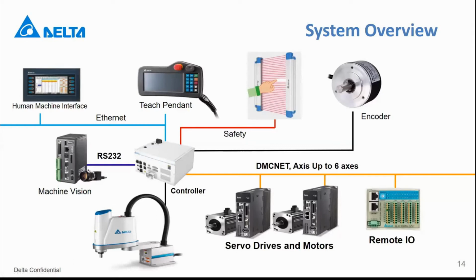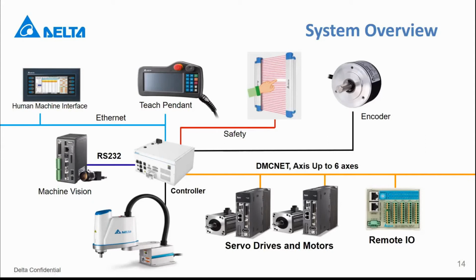And the next will be the system overview. You can see this is our basic architecture. We have a robot arm here, which can be a SCARA or articulated robot. Then we have a controller here, and between them, we use a cable to connect them to transfer power and encoder signals. And with our cabinet, on the panel, we have many different connectors. We can support many different devices or communication.